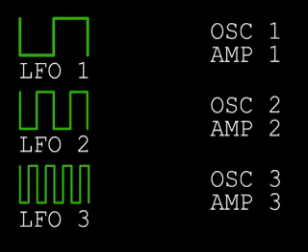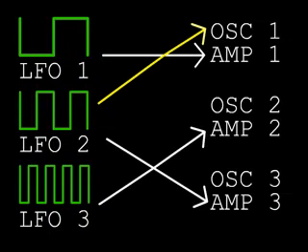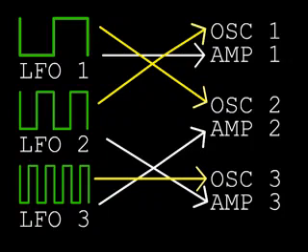So route the LFOs to oscillator levels, to pitch, to the filter, to anything you can, and you can create dynamic sequences. So we have 3 LFOs, 3 bits, to create an 8-step sequencer.